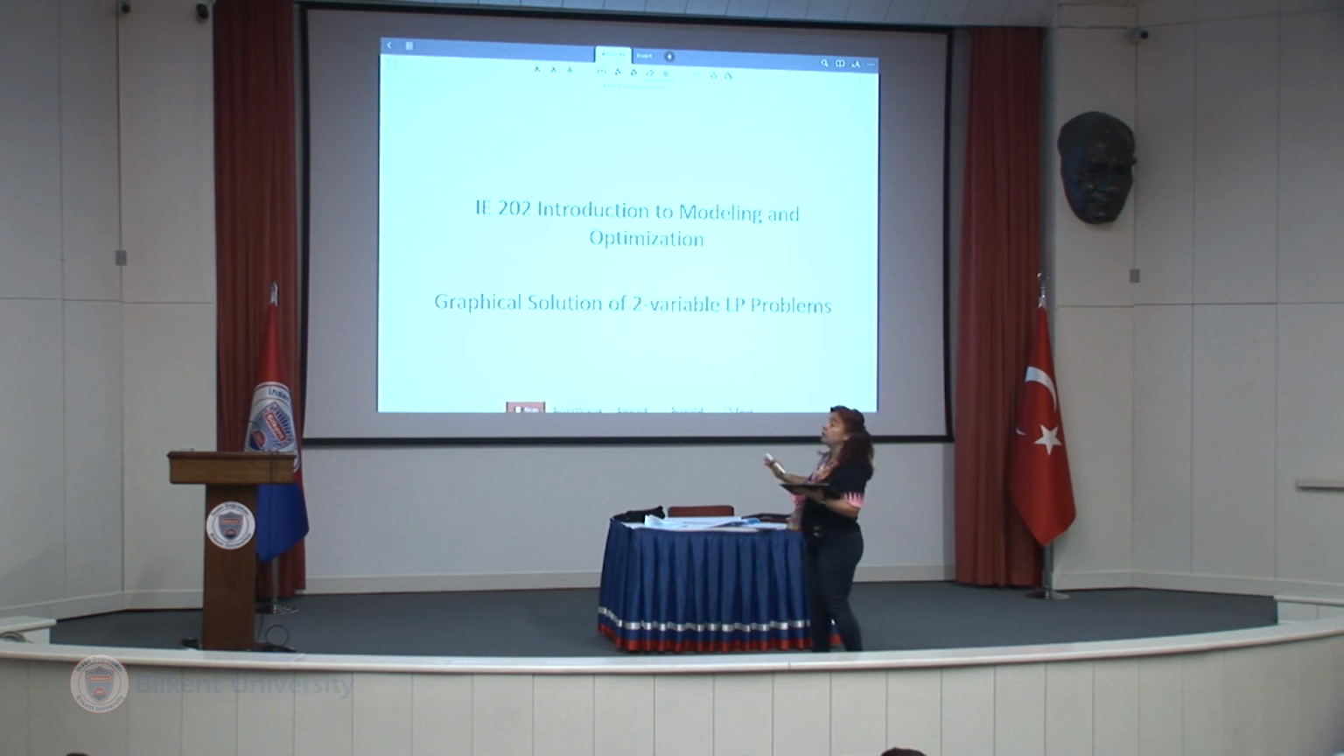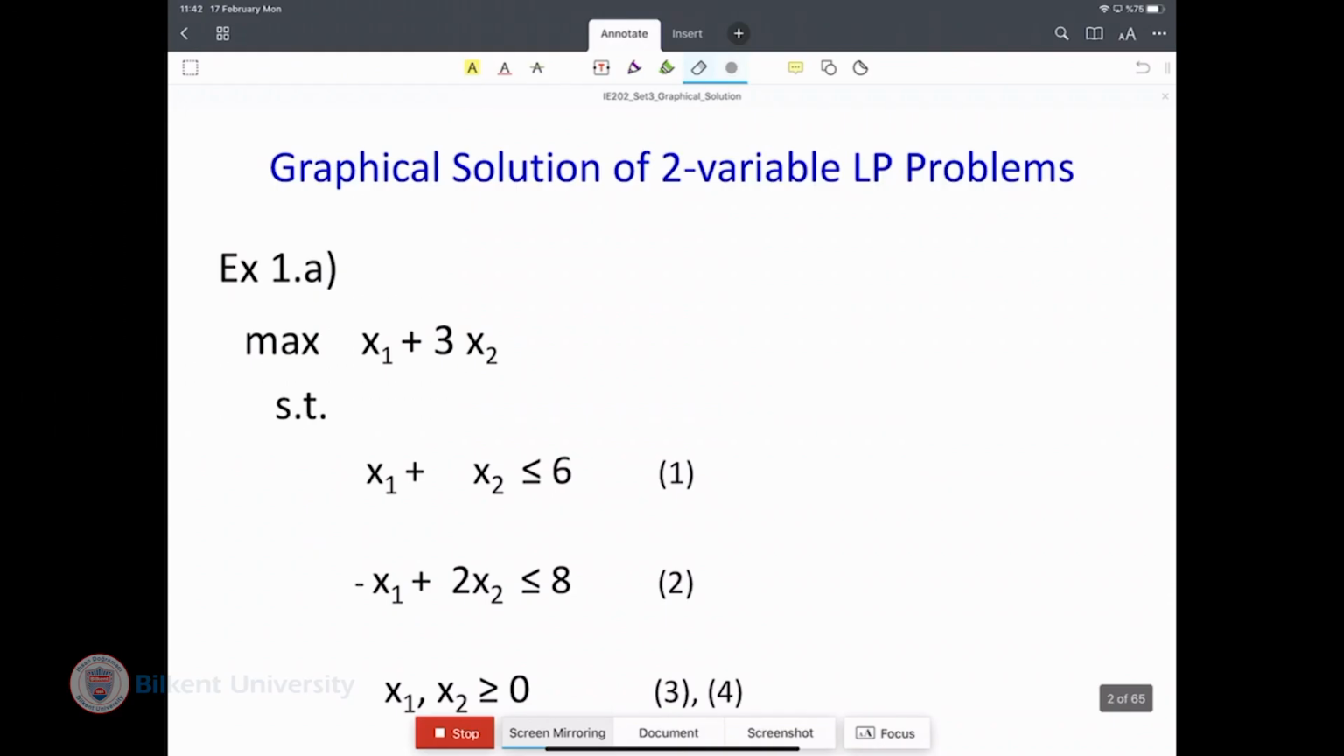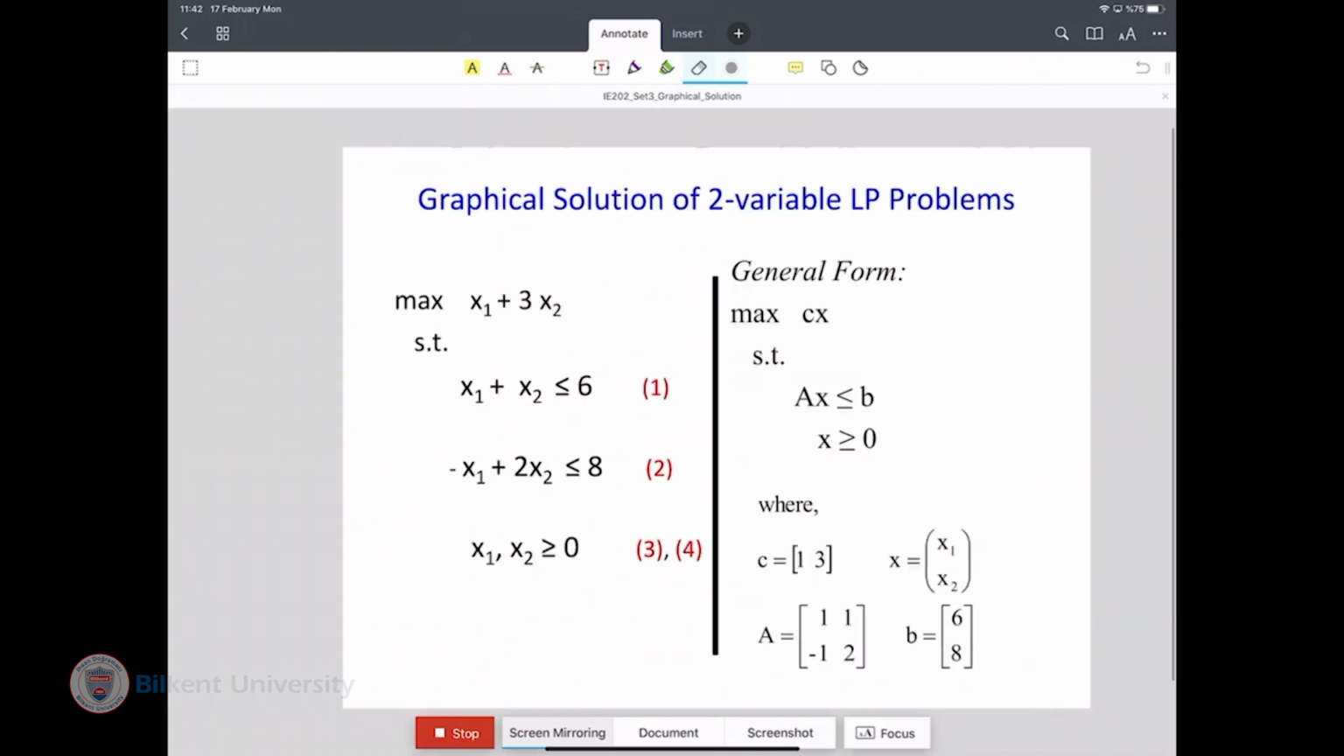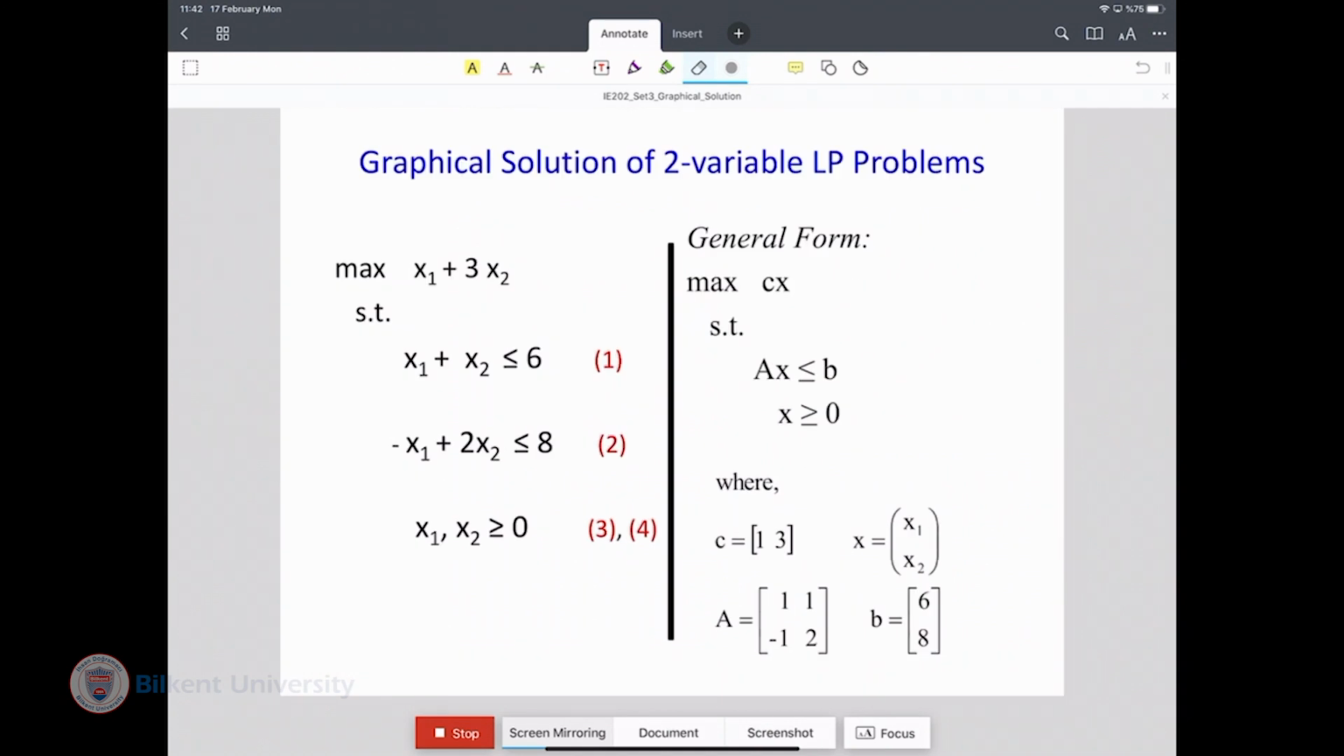So, graphical solution of two variable LP problems. Again, I'll be too quick because I have covered this last year in 102. Suppose this is our problem. This is the famous problem that we keep solving, right? We convert it to the general form, of course: maximize Cx subject to Ax less than or equal to b, x non-negative, and my C, A and B are given in there, right?